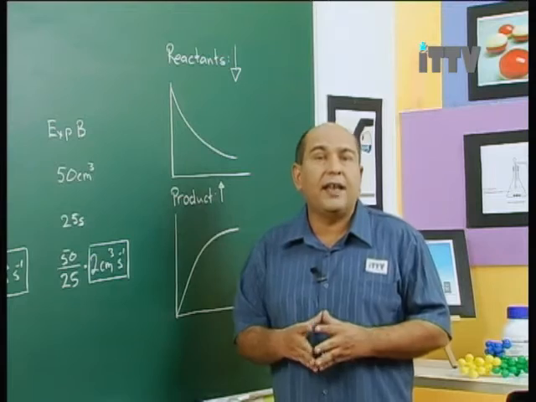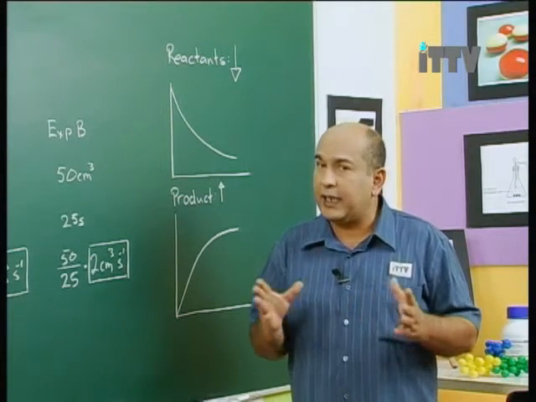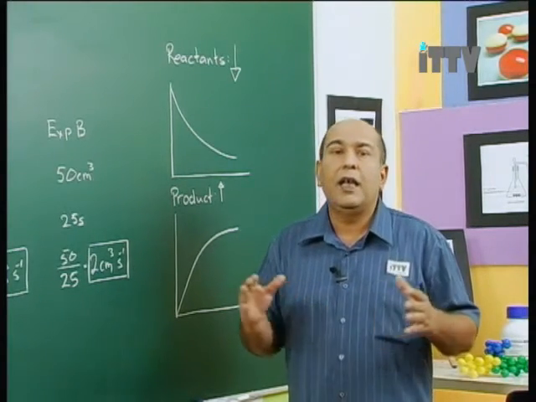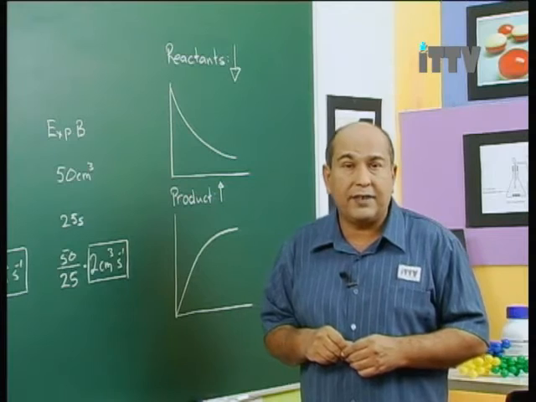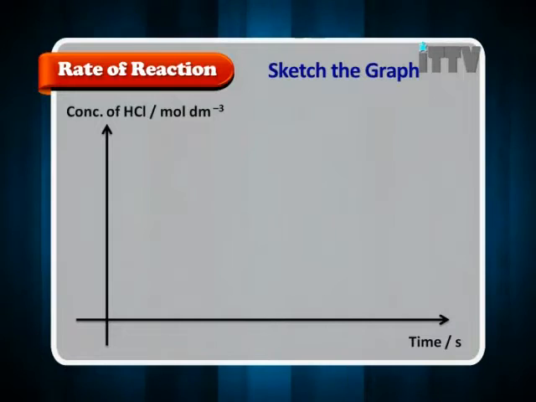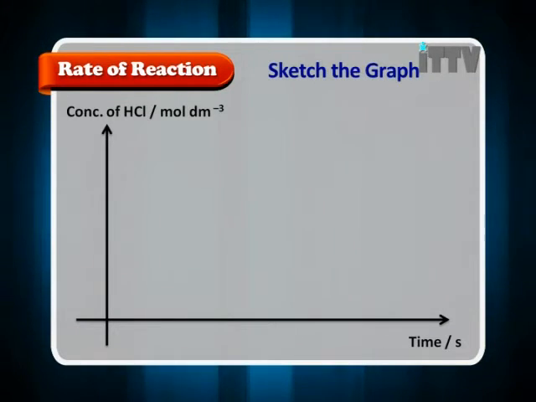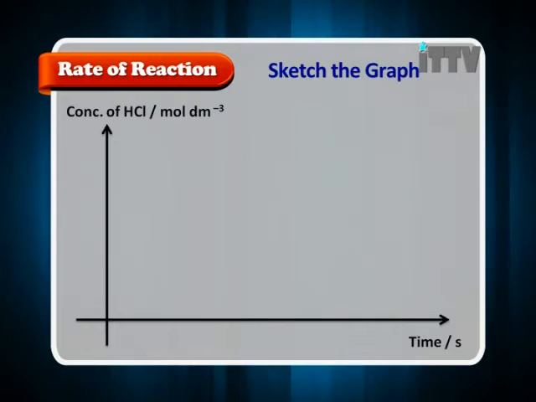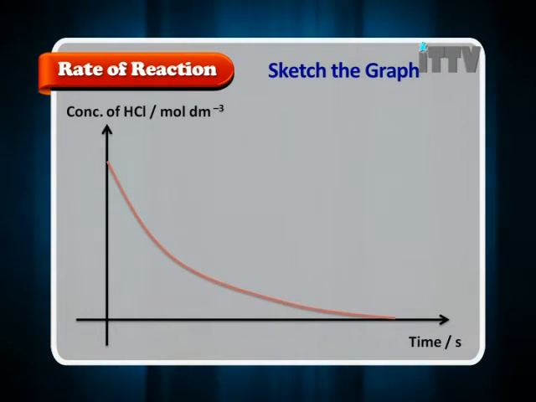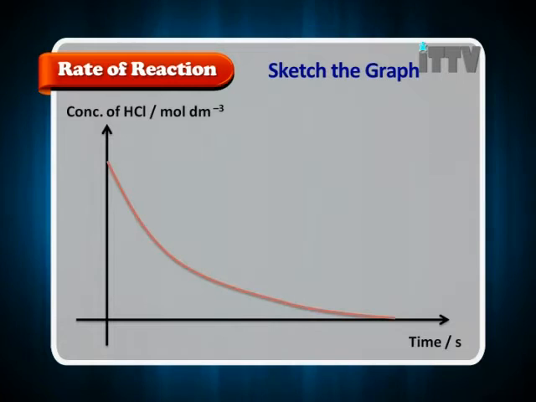Let's go back to the slides and have a look at the different graphs we can get for the different reactants and products in the reaction between hydrochloric acid and calcium carbonate. So first, let's have a sketch of a graph for the concentration of hydrochloric acid against time. Remember, hydrochloric acid is a reactant, which means that it should diminish with time. So you get a graph where the curve goes down until all the hydrochloric acid has been used up.